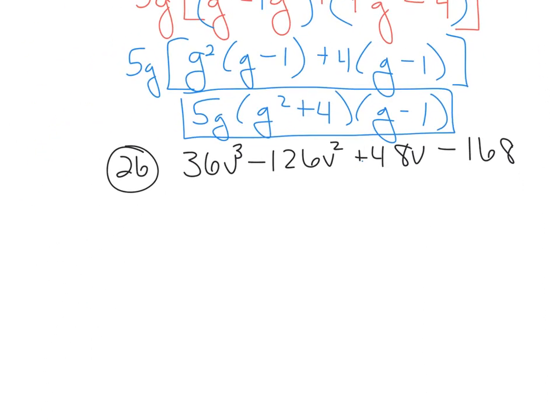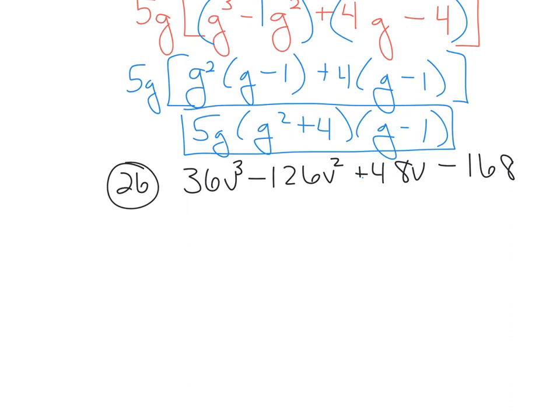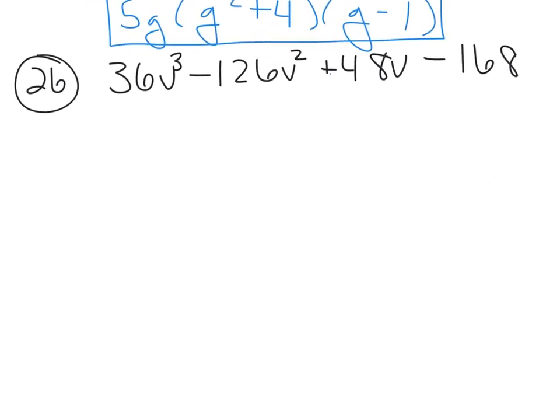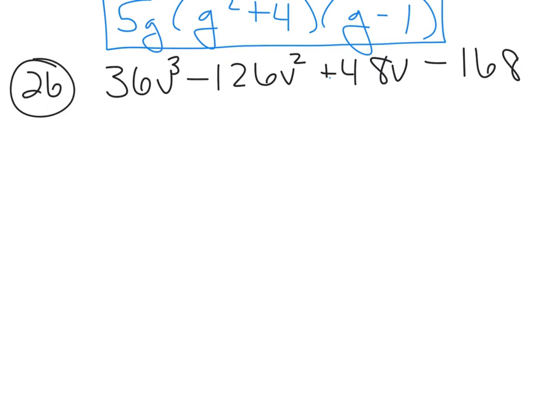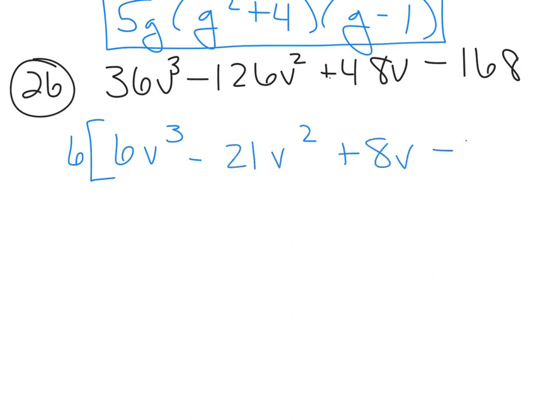Okay, all right, and last one here, number 26. Again, I've got a GCF. Now this one was a big one, all right? You had to find out that there was a 6 that was going to come out of this. So I'm going to get 6v to the third minus 21v squared plus 8v minus 28.